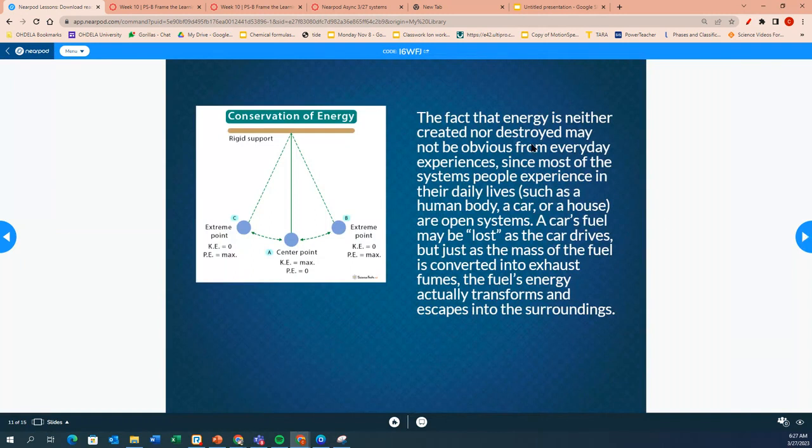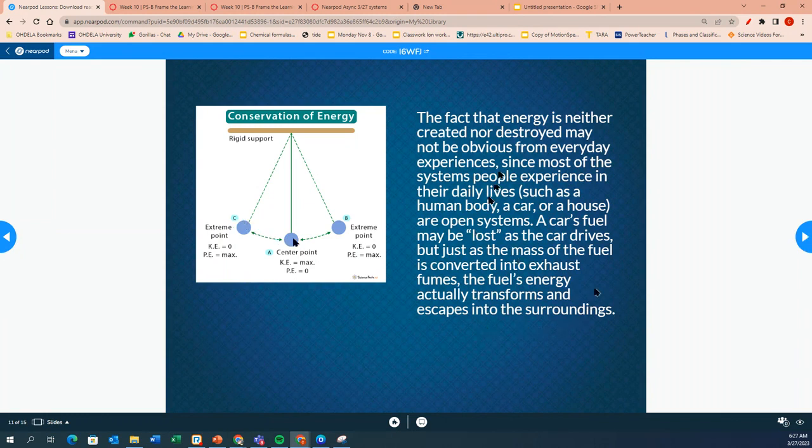The fact that energy is neither created nor destroyed may not be obvious from everyday experiences, since most of the systems people experience in their daily lives, such as the human body, a car, a house, are open systems. A car's fuel may be lost as the car drives, but just as the mass of the fuel is converted into exhaust fumes, fuel energy actually transforms and escapes into the surroundings.